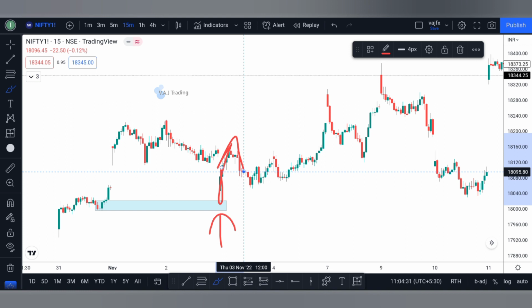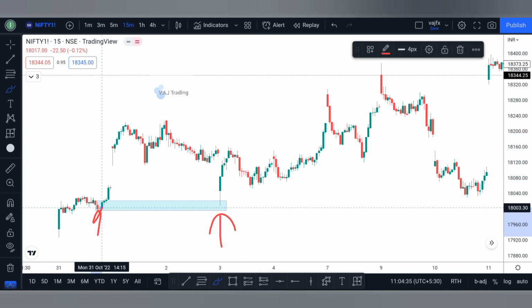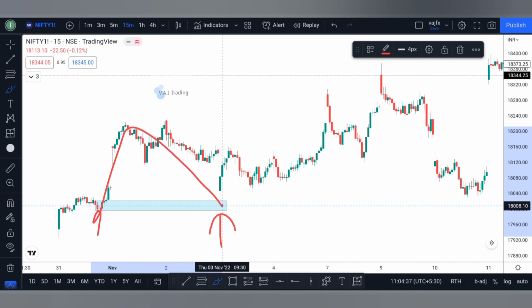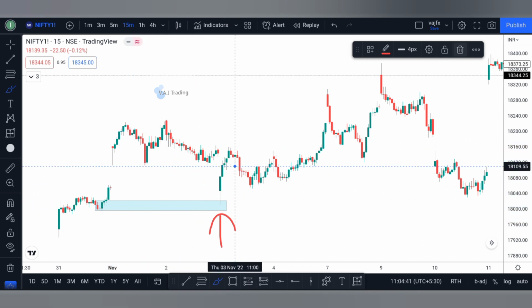Which means the presence of the buyers. Why? Because it's from here the buyers pushed the market up. So when it comes back to that level again, the buyers entered there and pushed it upside. Okay, now let's move on.